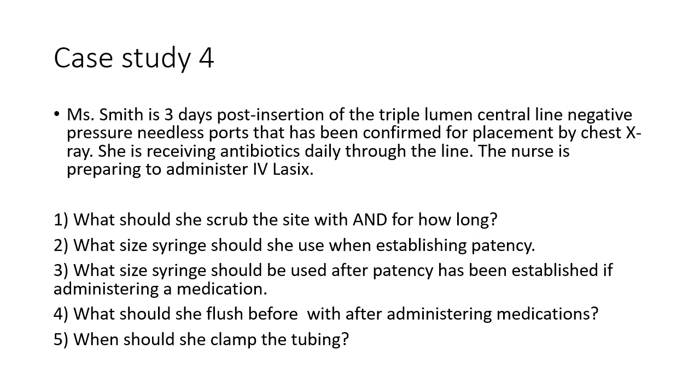So what size syringe should she use when establishing patency? Anytime you're establishing patency on a central line, you need to use a 10 cc syringe, because if you use a smaller one, you could potentially have a high pressure with those smaller syringes. So 10 cc is for flushing and establishing patency. After that, you use the smallest syringe that you need to use. So it's just like every other IV after that point. But when you are flushing, you need to use your 10 cc syringes.